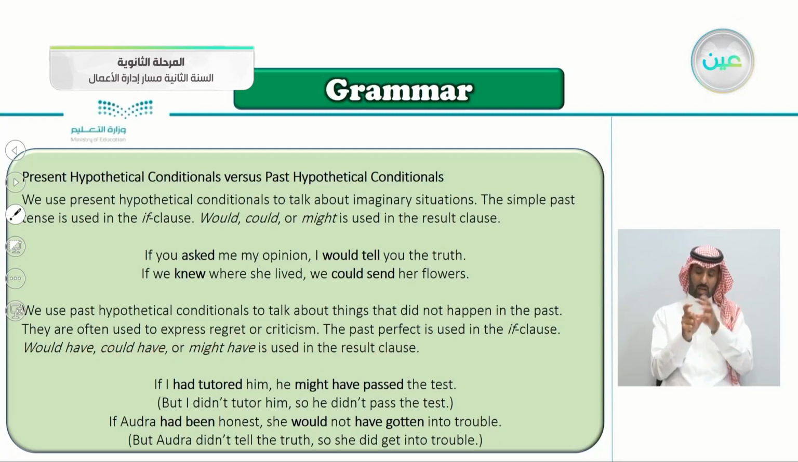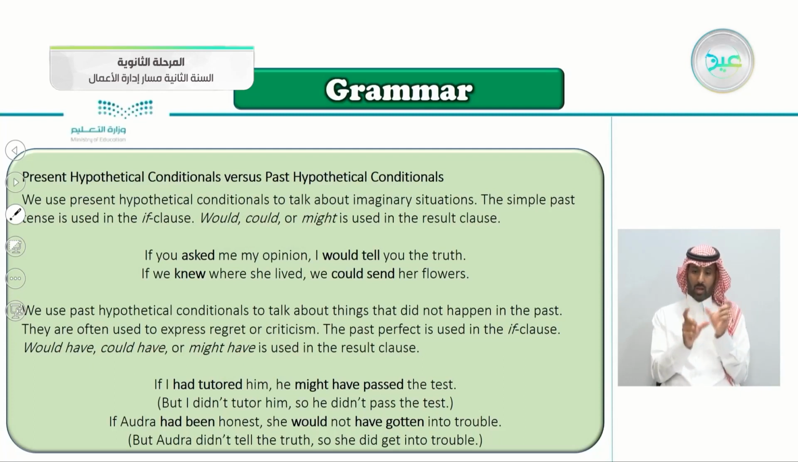So the difference is, in the if clause, in the present conditional, we use the past tense. Here we use the past perfect. And in the result clause of the present conditional, we use would, could, or might. Here we use would have, could have, or might have in the result clause.